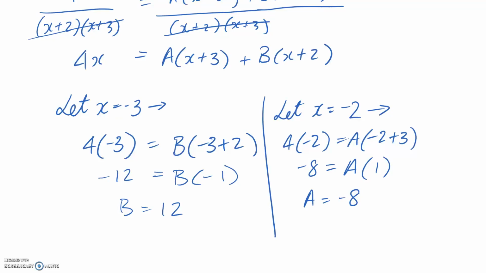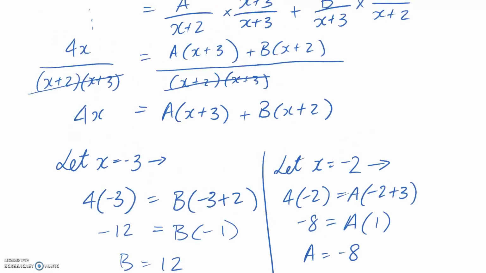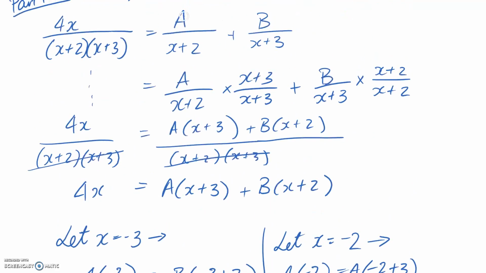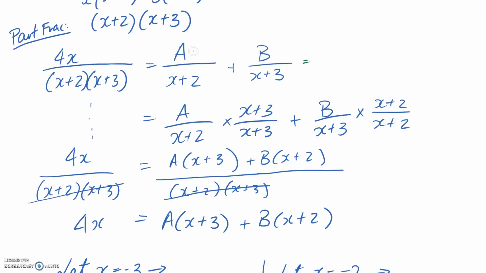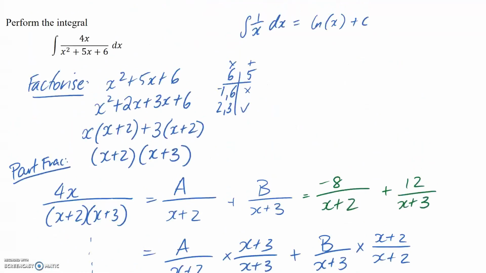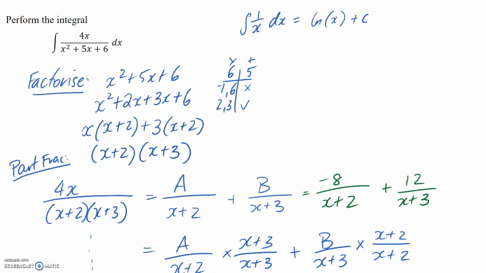Alright, so that means we can now rewrite our fraction with a and b as numbers. So this fraction here. Alright, so a was equal to negative 8, and b was equal to positive 12. Alright, so this is what we needed to integrate, right? It's just another way of rewriting it. Again, it's the same as what we had up here in terms of rewriting it.